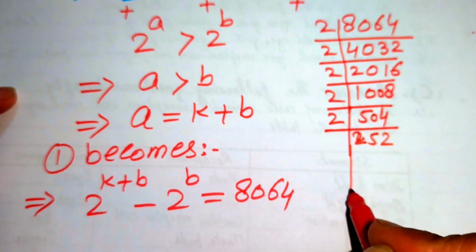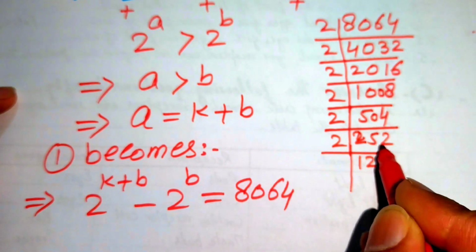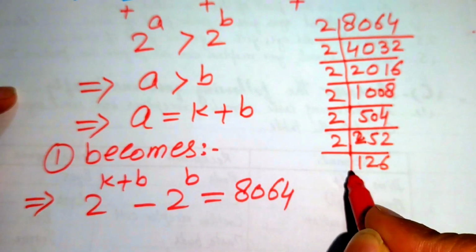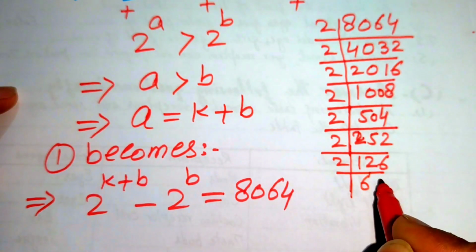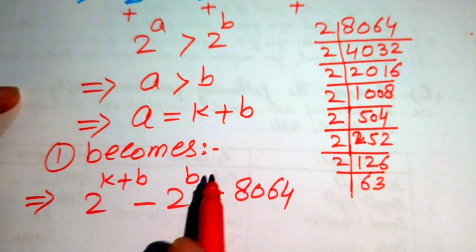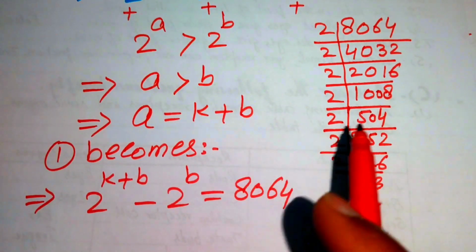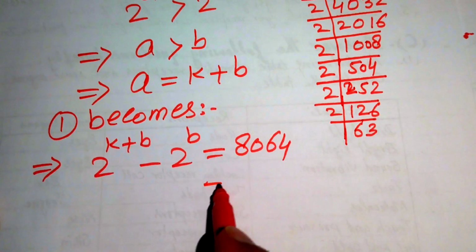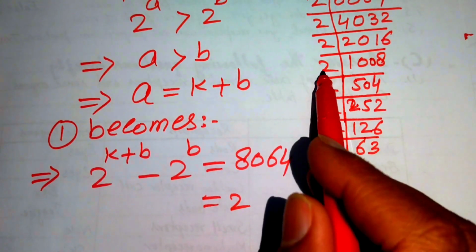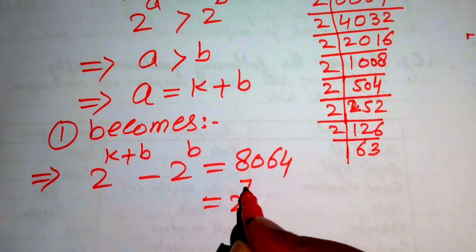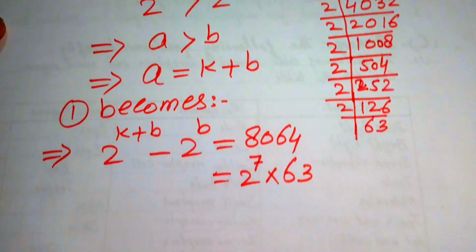2 2s are 4. And here we again divide it by 2, and we have 2 1s are 2, 2 2s are 4, and 2 6s are 12. So again divided by 2 and you get 2 6s are 12 and 2 3s are 6. So here we get 8064 equals 2 to the power of 7. So here you have 1 2 3 4 5 6 7. So you have 2 to the power of 7 multiplied by 63.